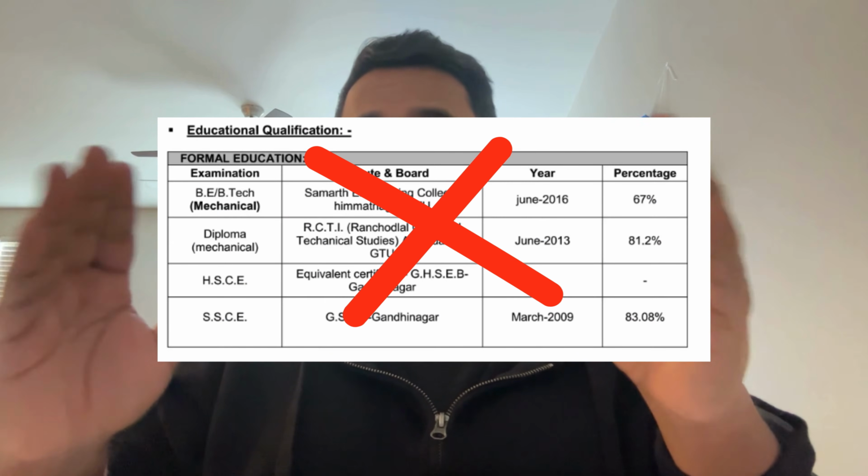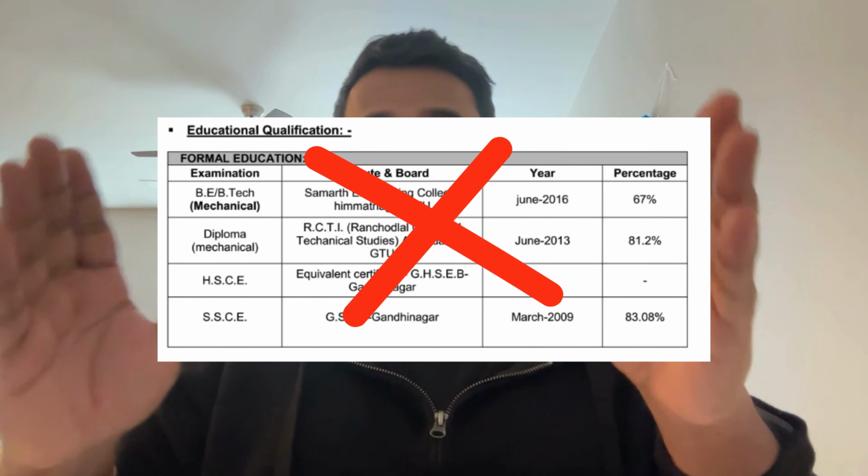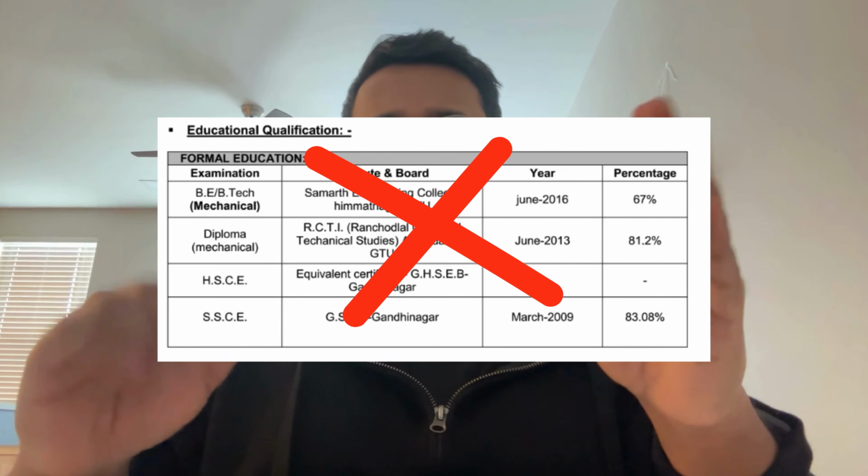Next, we have the education section. Only list your most recent degree. No need to mention your 10th or 12th marks. Prioritize quality over quantity. If you are someone who is creating a table for showcasing education, then please stop. I've made this mistake in the past, and although you would think this will make you look neat, the table will mess up your resume parsing and could be the reason you're getting rejected.